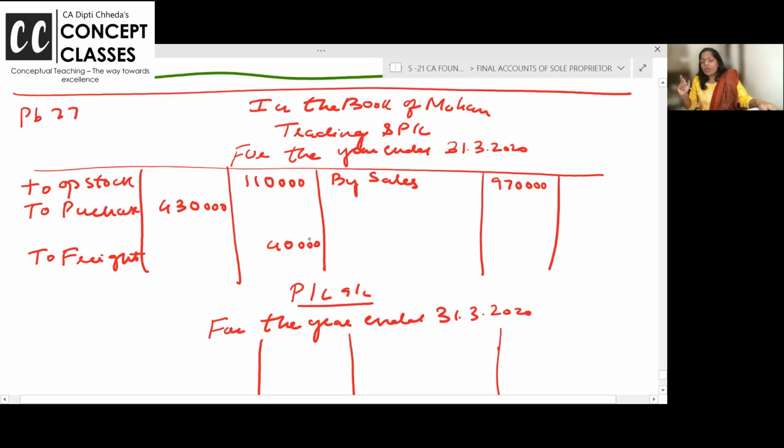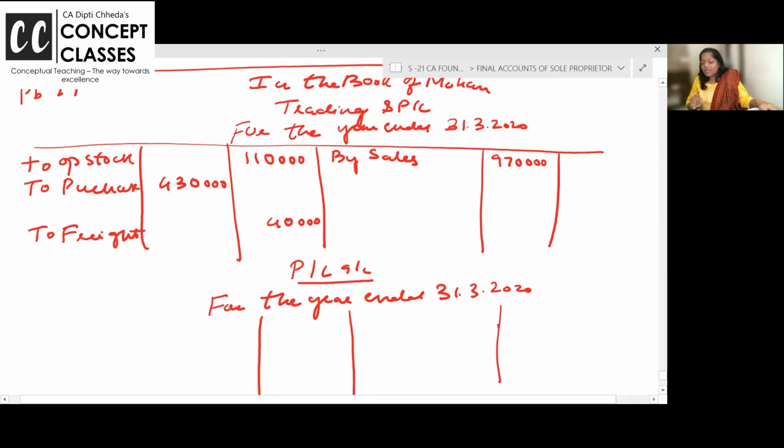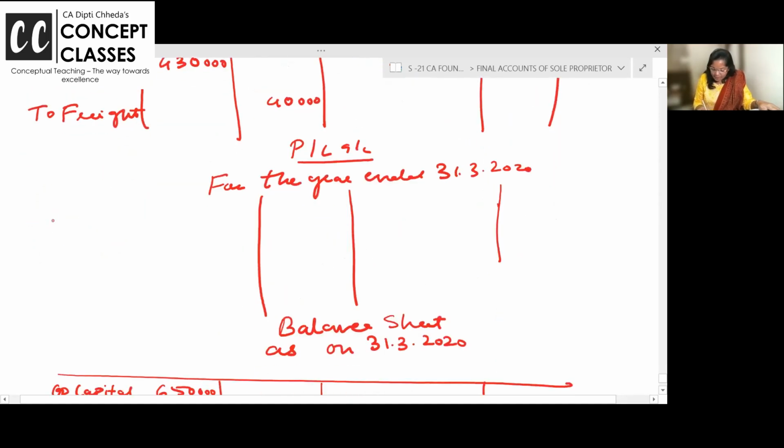Freight inward will always come in the trading account. Anyone in the class having doubt? Freight inward, carriage inward, and all that will come in the trading account. Salaries will always come in the P&L account as the first item. Salaries. Other administrative expenses.